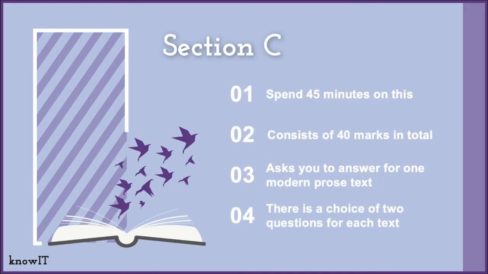Moving on, there is also another choice of 2 questions for this section as well, so you get 2 questions from which to choose, once again, which is quite handy. And the reason it says for each text, it means that for Of Mice and Men, if you're doing Of Mice and Men, then you'll have a choice of 2 questions for Of Mice and Men. If you're doing To Kill a Mockingbird, you'll have 2 questions to choose from for that as well.